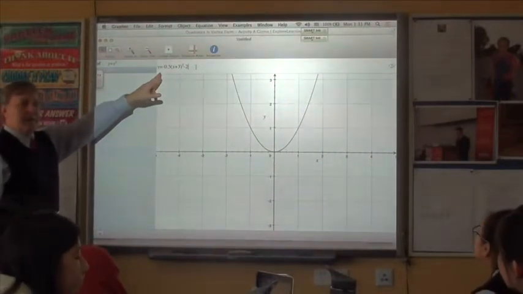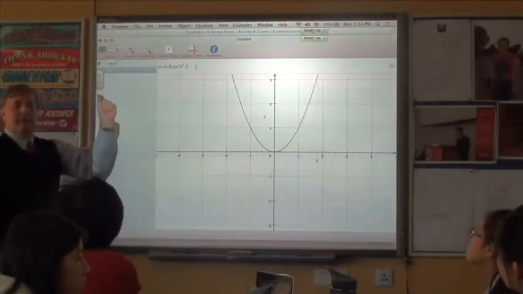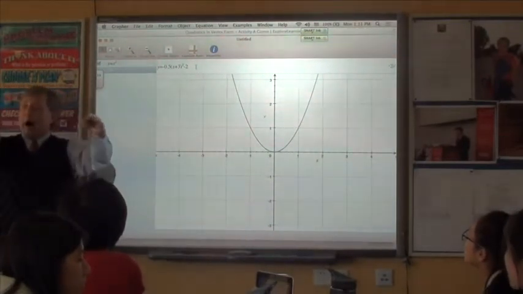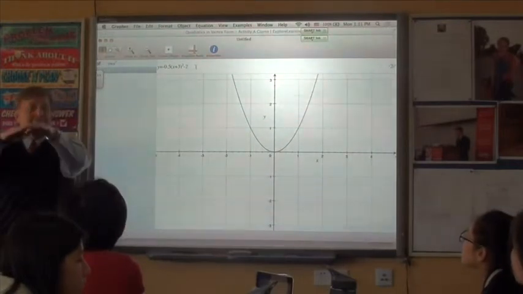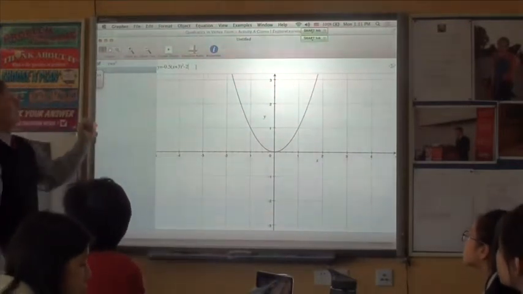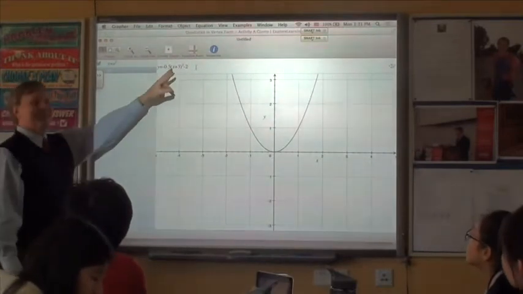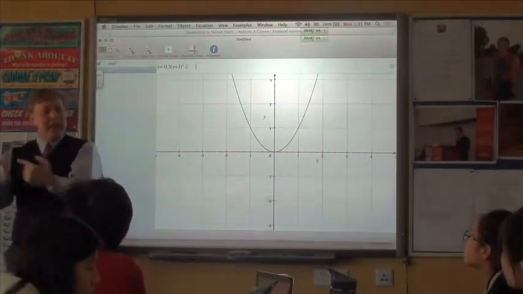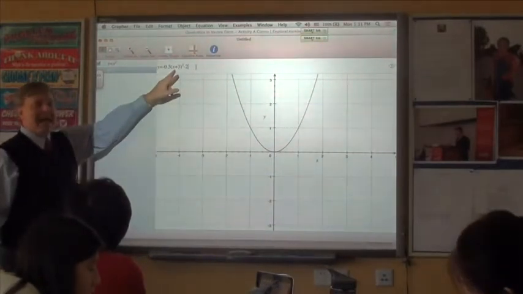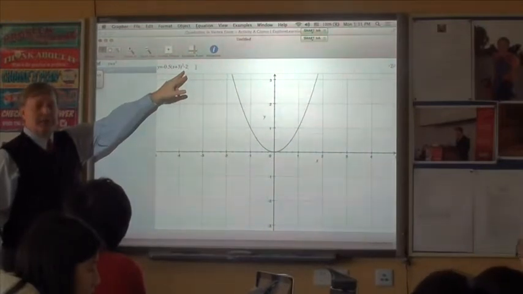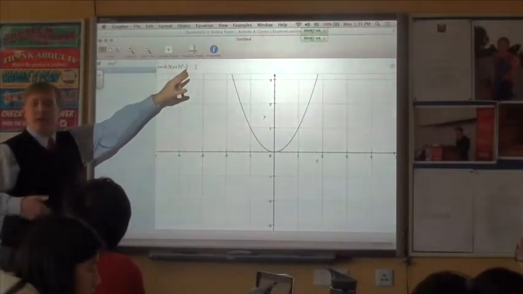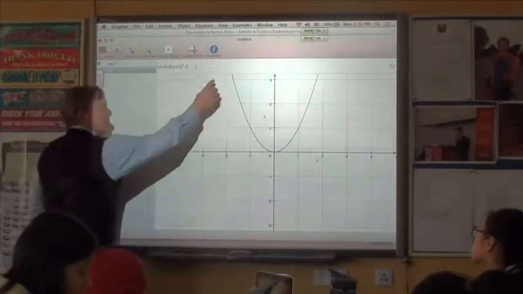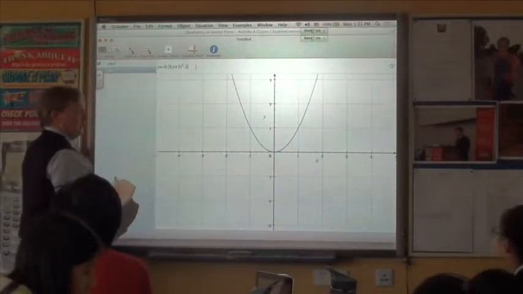What's the negative going to do? Make it open down. What's the half do? Wider. If it were a 5, it'd be steeper. What's the plus 3 do? That moves it over. Which way? Left. It goes left 3, and this is going to make the vertex -2. It's going to make the y-intercept shift down. So this guy, your fundamental x squared, ought to open down.